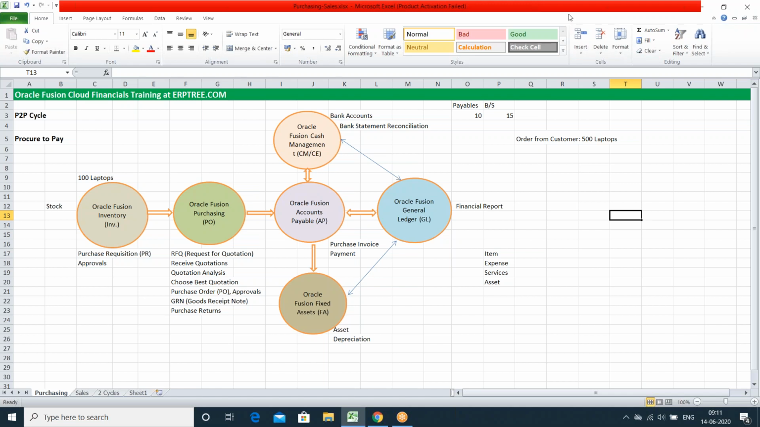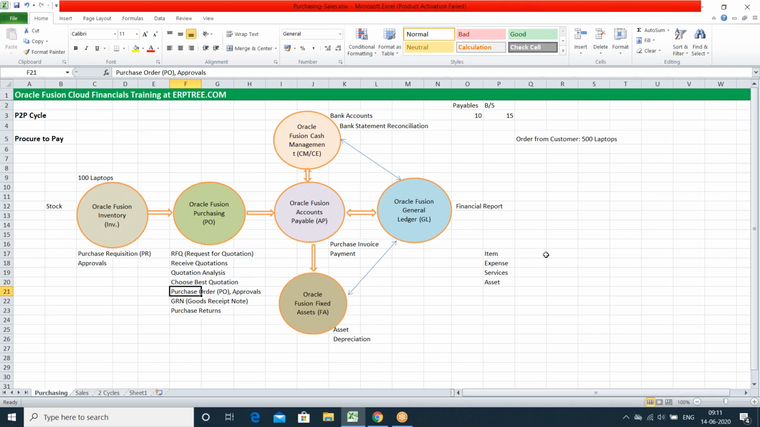In the P2P cycle, there are only two approvals, right? One from inventory, one from PO, right? Correct. For requisitions and purchase orders, we have approvals. The inventory department should approve the requisition, and the purchase department should approve the purchase order. Okay. Thanks, Lakshman.